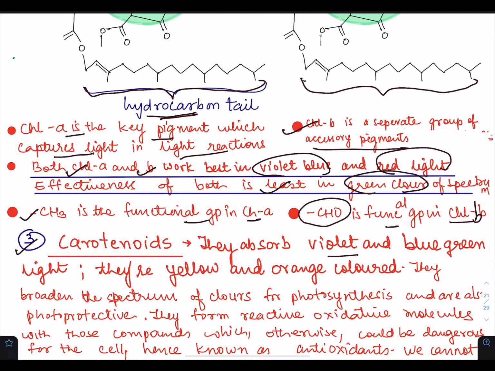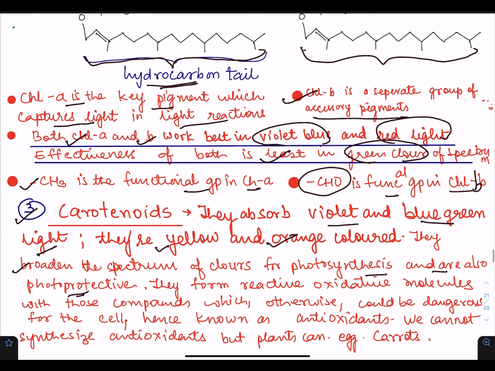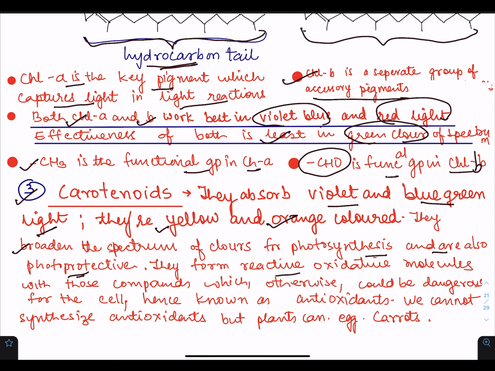They absorb violet and blue-green light. They are yellow and orange colored. They broaden the spectrum of colors for photosynthesis and are also photoprotective. They form reactive oxidative molecules with those compounds which otherwise could be dangerous for the cell, hence known as antioxidants. We cannot synthesize antioxidants in our body, but plants can. Some of the vegetables and fruits which are colored orange or red, like carrots, are very abundant in carotenoids and hence we are advised to eat more of them.